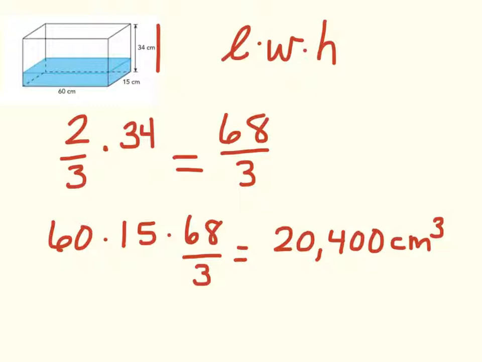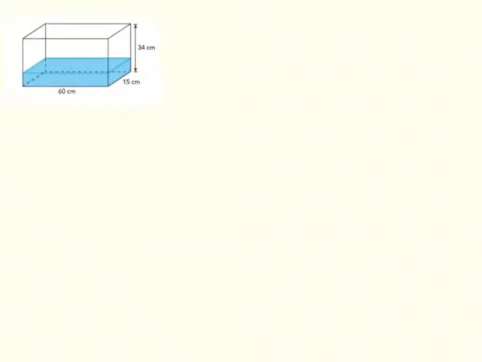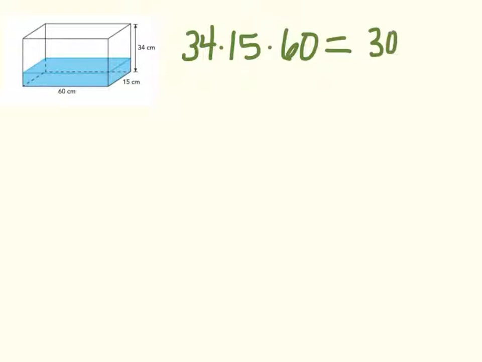If you wish to do so, you could also solve this problem by finding the total volume of the tank and then multiplying that amount by 2/3 to calculate the needed volume. Either technique will work. If you wish to solve it that way, you would want to find the volume of the full tank, 34 times 15 times 60, which equals 30,600 centimeters cubed. And then you'd find 2/3 of that because that's what you're missing.